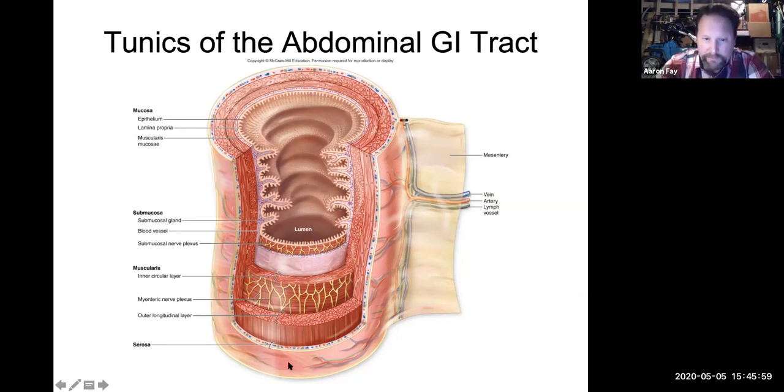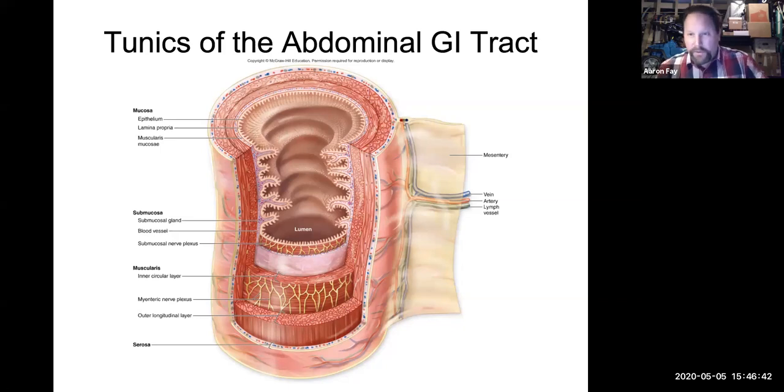If an organ is interperitoneal, it's completely surrounded by the visceral peritoneum. The outermost layer is called serosa. So if you're covered with a layer of the peritoneum, your outermost layer is called serosa. If the organ is retroperitoneal, it's behind the peritoneum, it is not covered by the visceral peritoneum, your outermost layer is called adventitia. So that's the difference between serosa and adventitia. Interperitoneal organs have serosa. Retroperitoneal organs have adventitia.